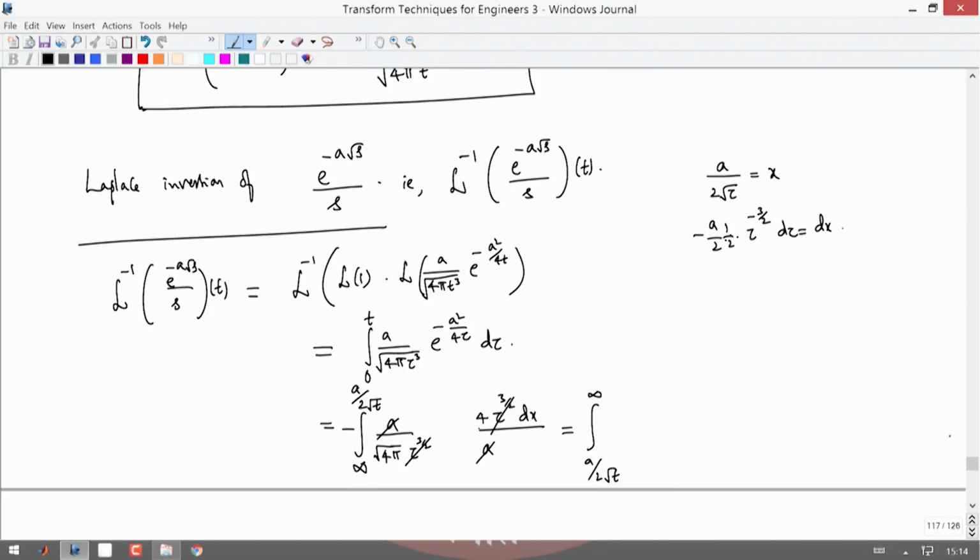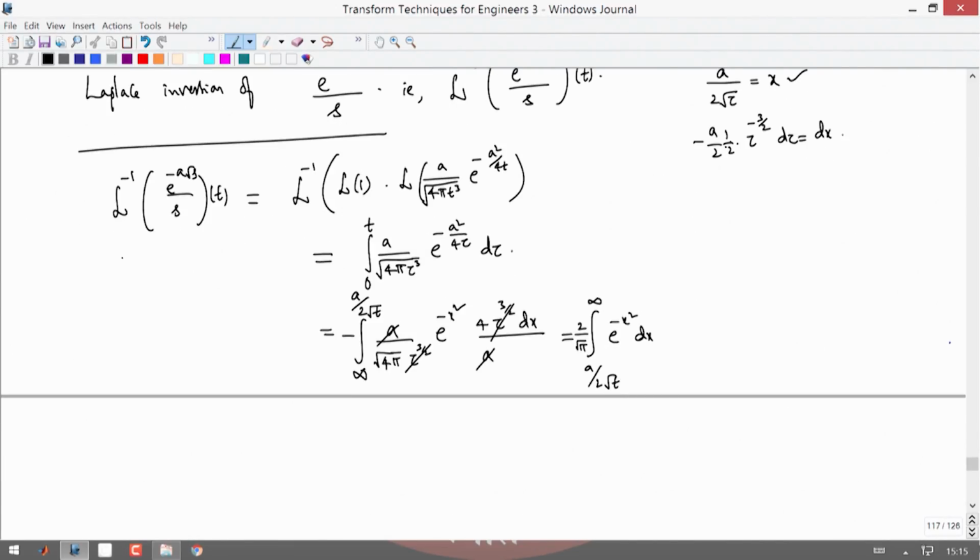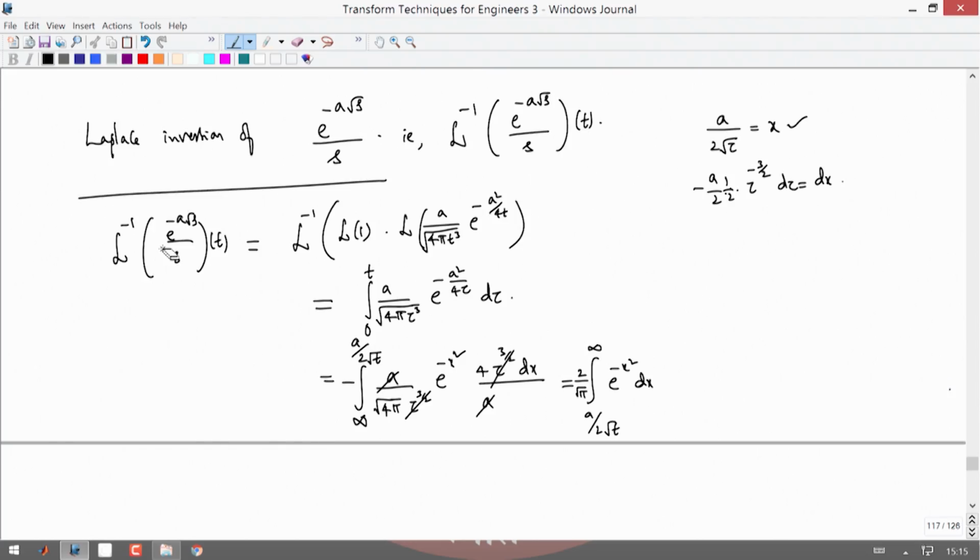So, what happens to this? This is going to be, you get root 2, root 4 is 2, 2 goes. So, you have 2 by root pi comes out, and you have e power minus x square for this function, because of this. So, you have e power minus x square dx. So, this is exactly what you have as a Laplace inversion of this one. So, Laplace inversion is simply this function.